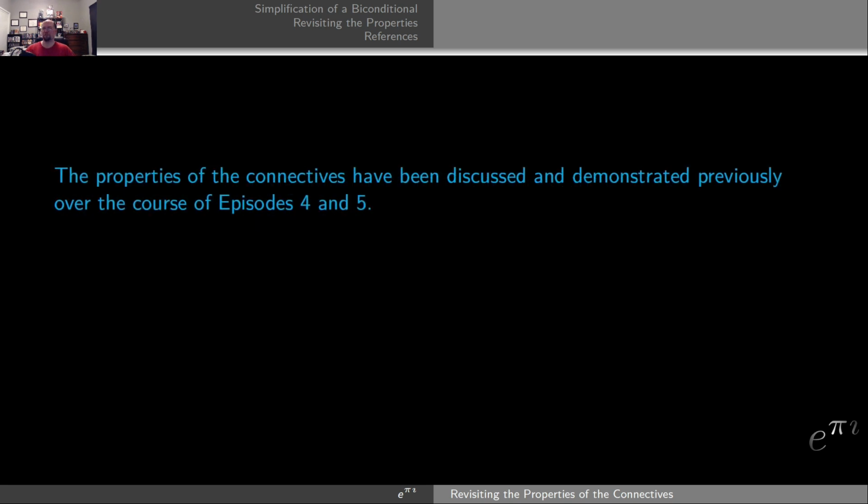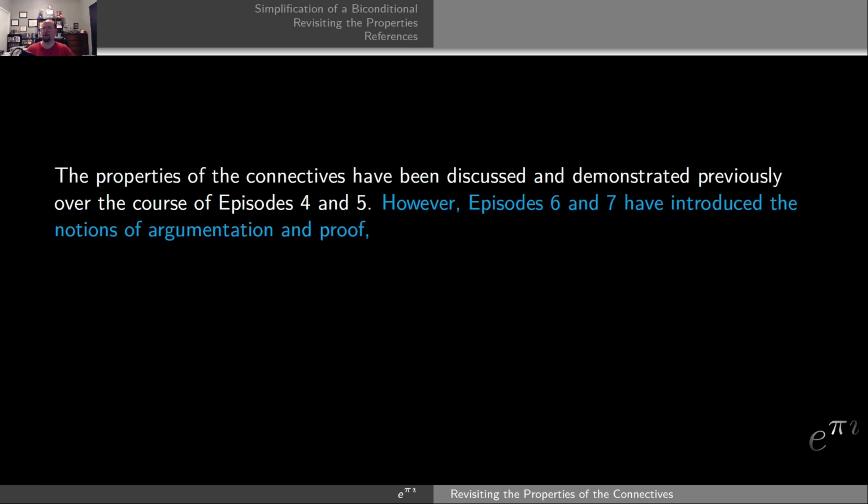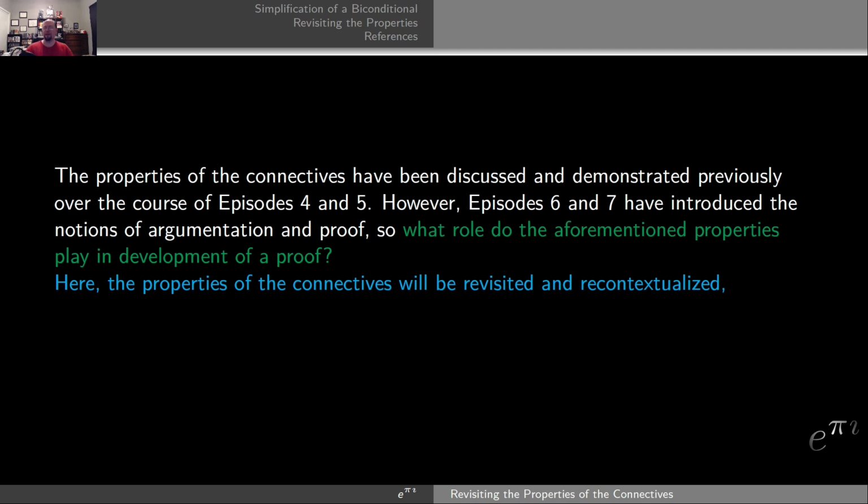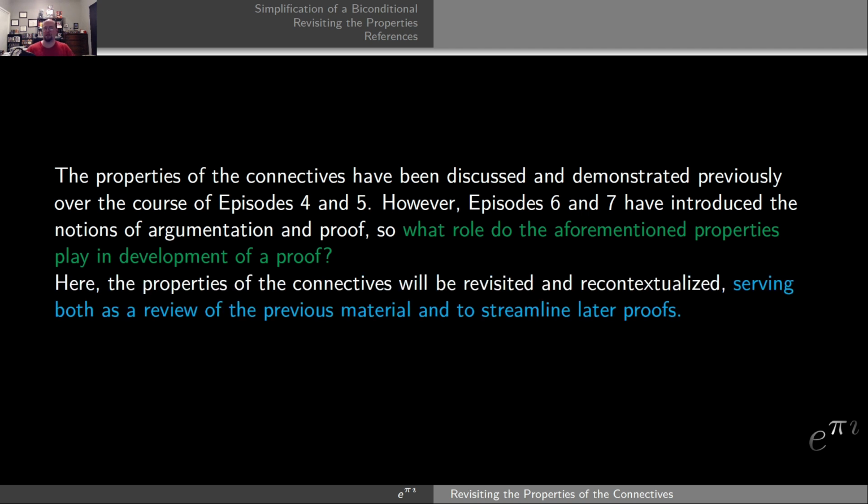The properties of the connectives have been discussed and demonstrated previously over the course of episodes 4 and 5. However, episodes 6 and 7 introduce the notions of argumentation and proof. So, what role do the aforementioned properties play in the development of a proof? Well, here, the properties of the connectives will be revisited and recontextualized, serving both as a review of the previous material and to streamline later proofs.